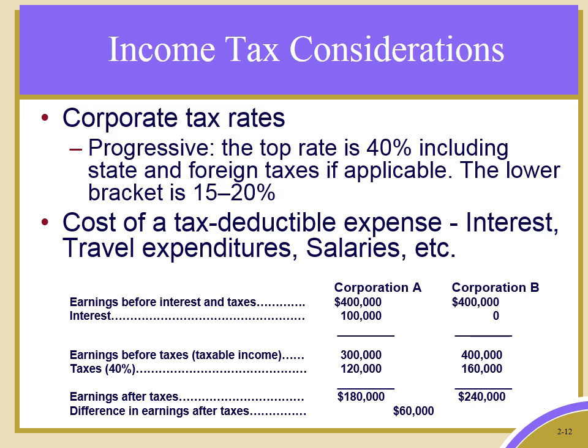And here's just an example of what taxes can do to your earnings. If you have EBIT and then you have some interest that you had to pay out versus Corporation B that did not, you can see a vast difference in earnings and tax rate because of that.